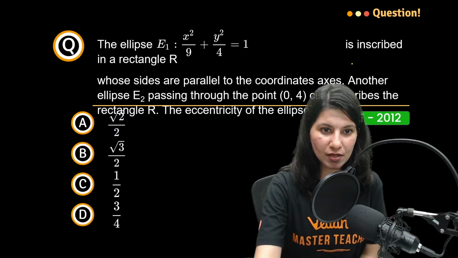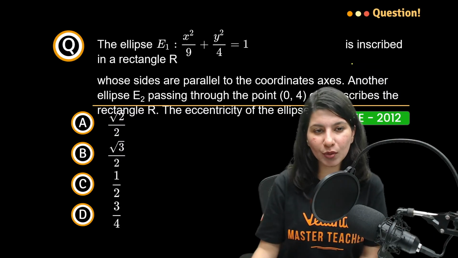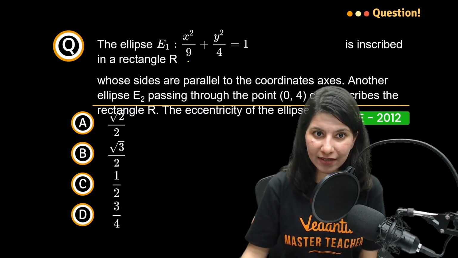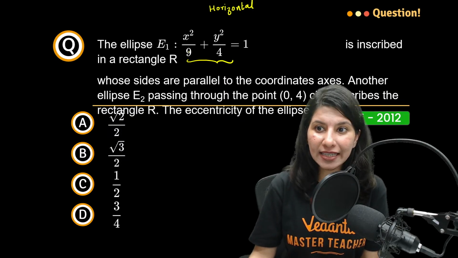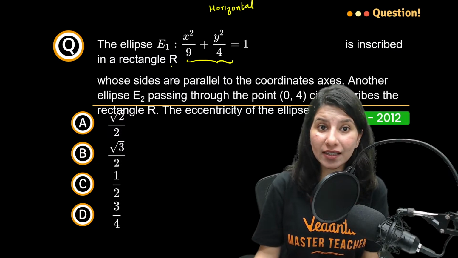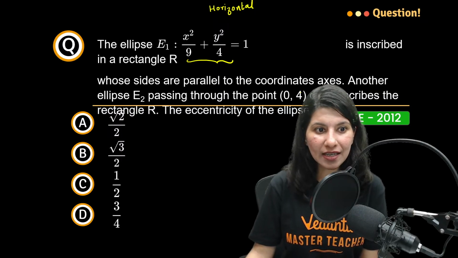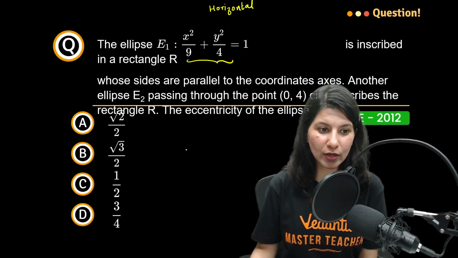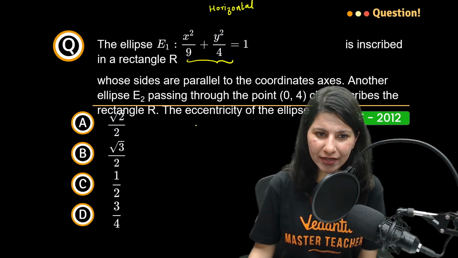Alright, now let us talk about the next question which was asked in IIT JEE 2012. This is that old, okay? So the ellipse is given to us. This is a horizontal ellipse. Okay. And the ellipse is inscribed in a rectangle R whose sides are parallel to the coordinate axes. And another ellipse E2. Acha, okay. So basically what they are saying is that this ellipse is inscribed in a rectangle. So let me draw it. Let us draw it, okay?